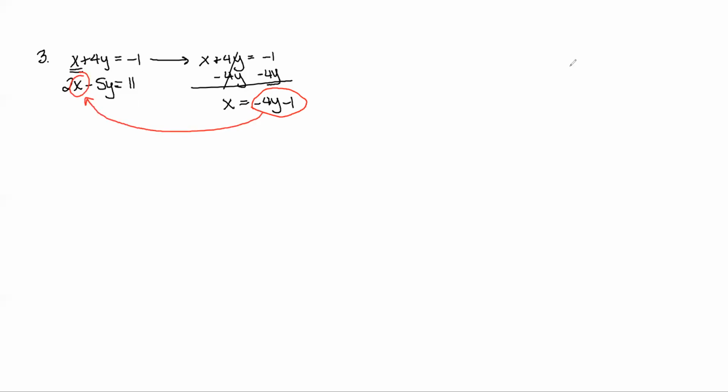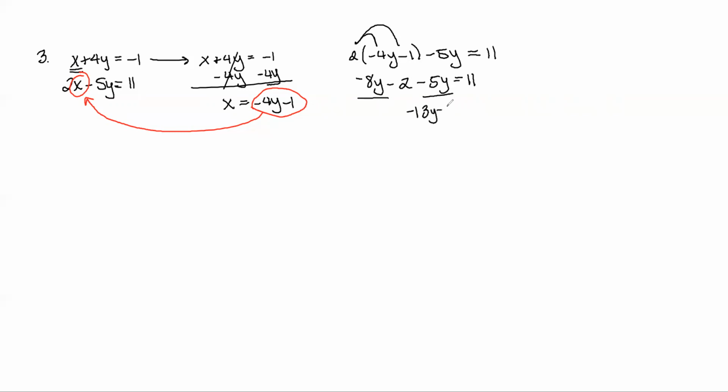And now we can go ahead and actually plug that in. So we have 2 times negative 4y minus 1 minus 5y equals 11. And then we'll distribute and solve. So we get negative 8y minus 2 minus 5y equals 11. Combine, so negative 13y minus 2 equals 11. Add the 2.